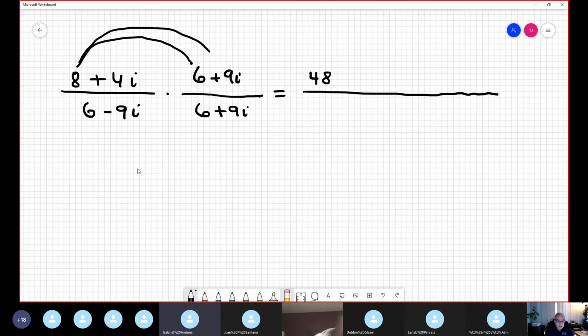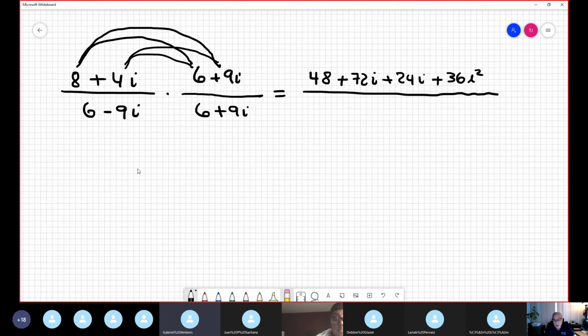This and that is 72i, positive, because we have i here. This and this is 54, no, 24i. 6 times 4 is 24i. And the last one is 36, positive, i squared.